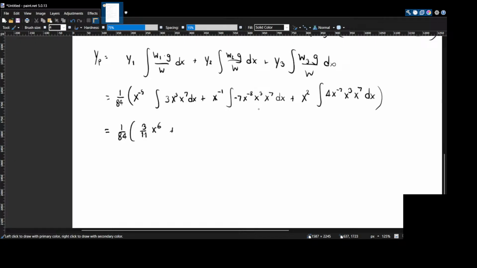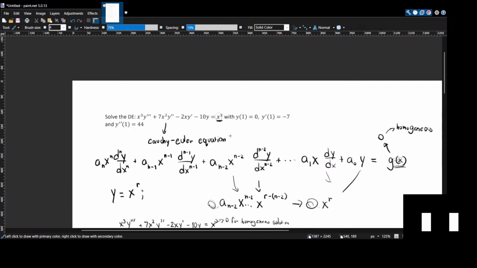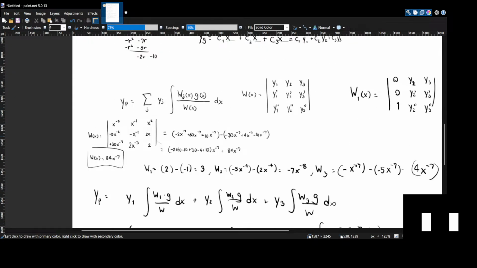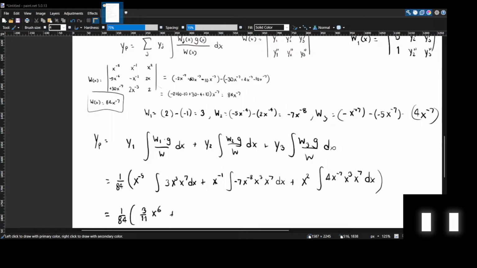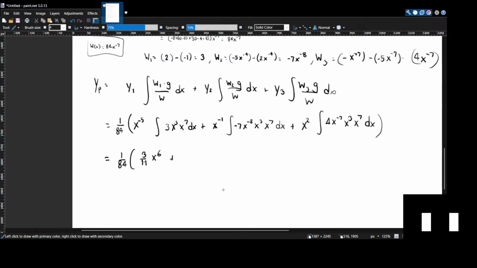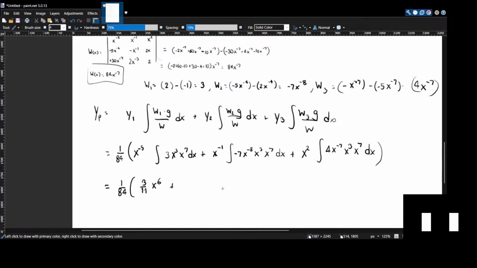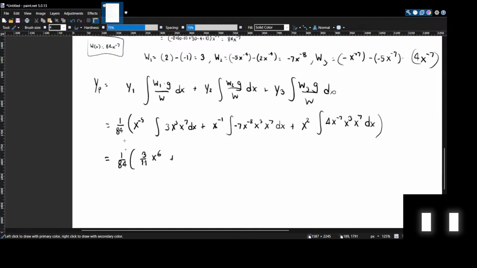Wait. Something's off. They do it right. I must have done it right. No, wait. I did it correctly, yes. But the dimension is inconsistent. Is it? There's x to the negative 5.